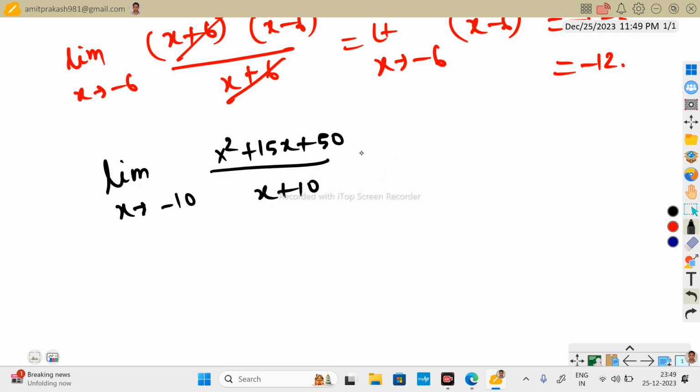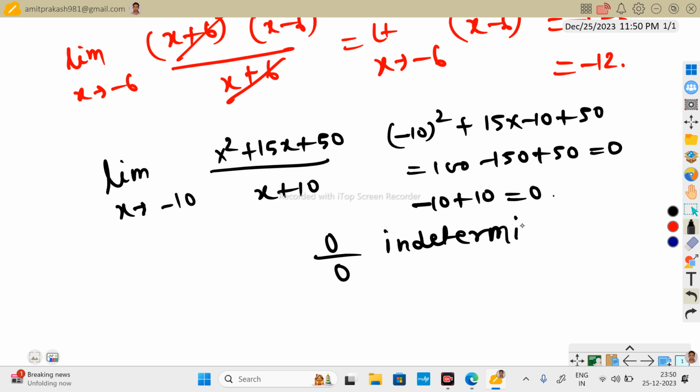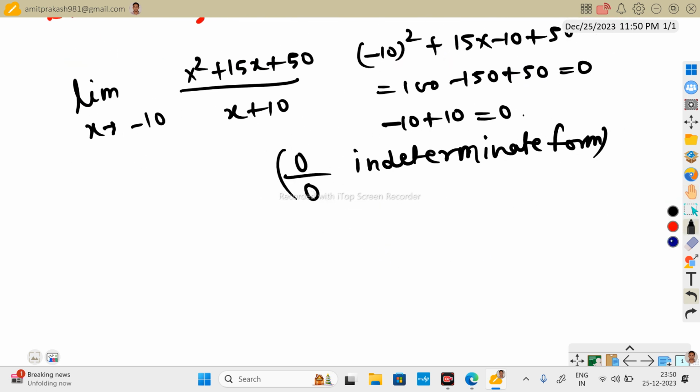Putting the value, the numerator is minus 10 square plus 15 into minus 10 plus 50, which becomes 100 minus 150 plus 50, and this is 0. In the denominator, minus 10 plus 10 equals 0. So this limit is the 0 by 0 indeterminate form. We remove this indeterminate form by cancelling out the factor x plus 10, so we are going to factorize this limit.